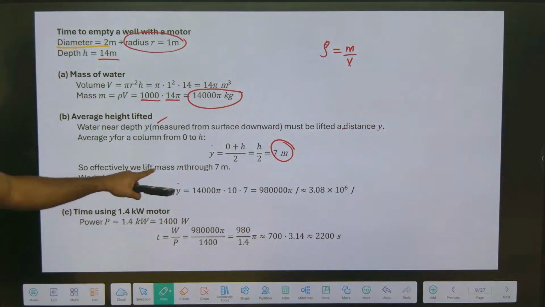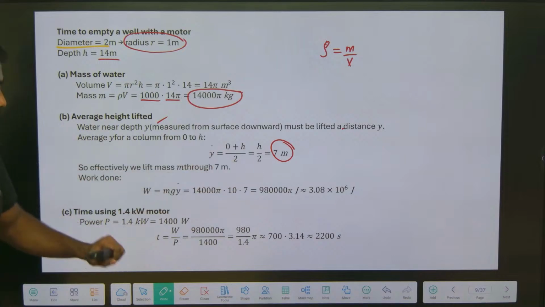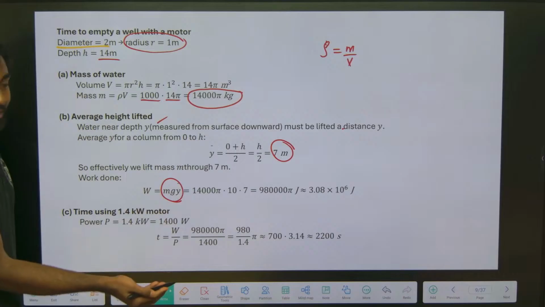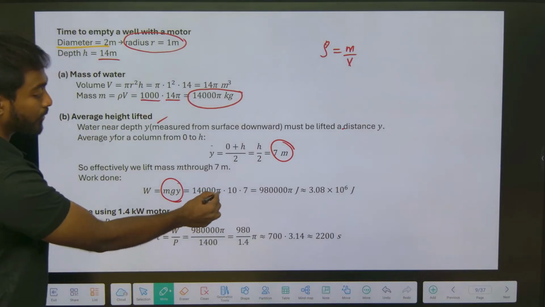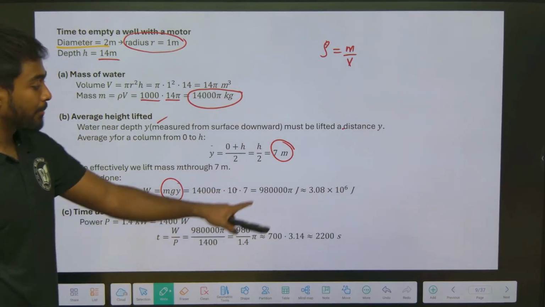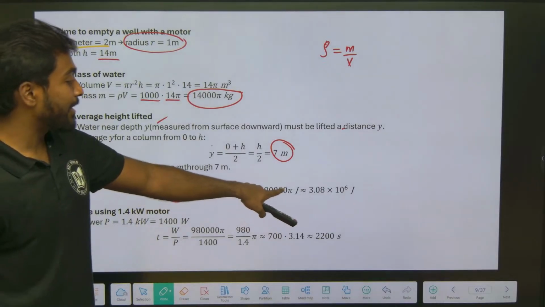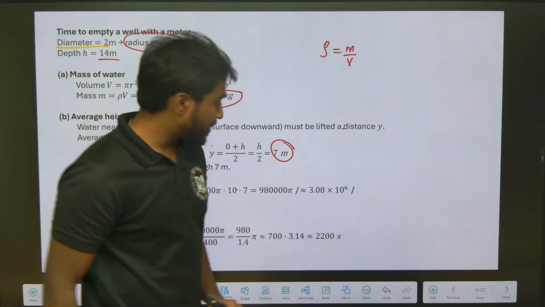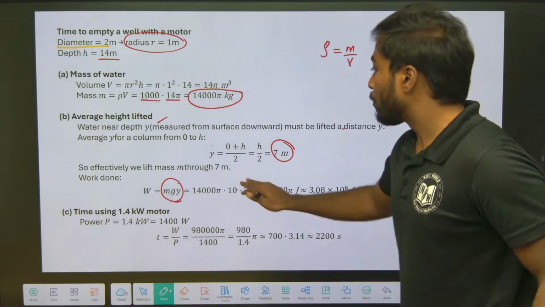So effectively we lift mass to 7 meter. Work done will be mgh. That is mgy, whatever it is. So 14,000 pi into 10 into 7, which is nothing but 9,80,000 pi, which is around 3.08 × 10^6 joules. So this is the work done.